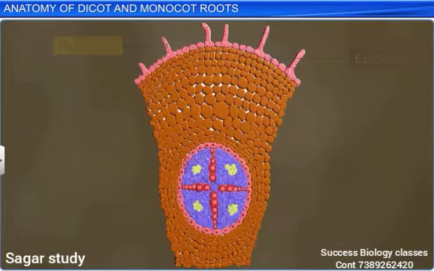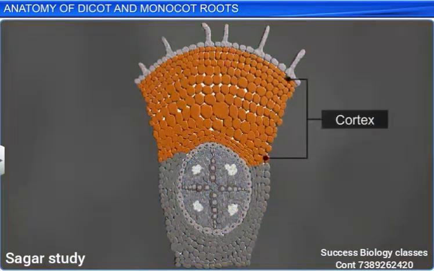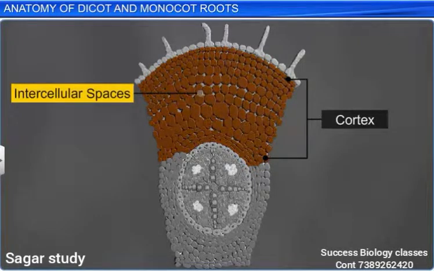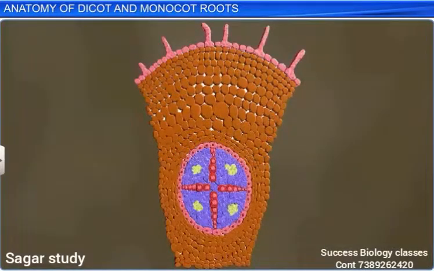The epidermis is followed by cortex, which is formed of several layers of thin-walled parenchymatous cells. These cells have intercellular spaces. The innermost layer of the cortex comprises barrel-shaped cells without any intercellular spaces. This layer is known as the endodermis.